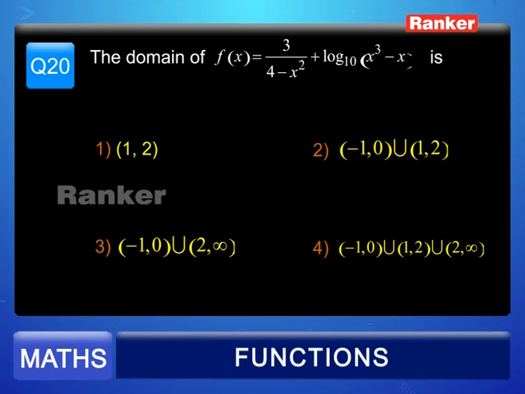The first option given is the open interval 1 to 2. The second option is the open interval minus 1 to 0 union 1 to 2. The third option is the open interval minus 1 to 0 union the open interval 2 to infinity, and the fourth option is a set containing the union of 3 different intervals, namely minus 1 to 0 union open interval 1 to 2 union open interval 2 to infinity. Let us have a check.